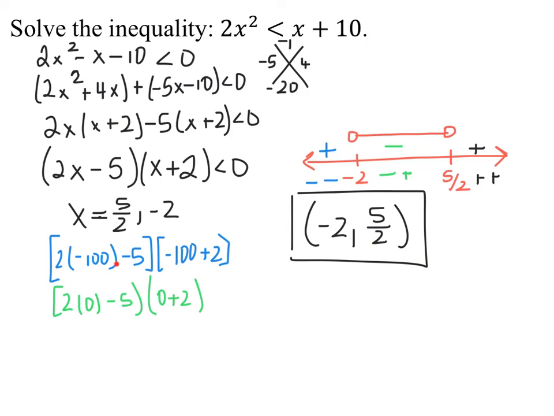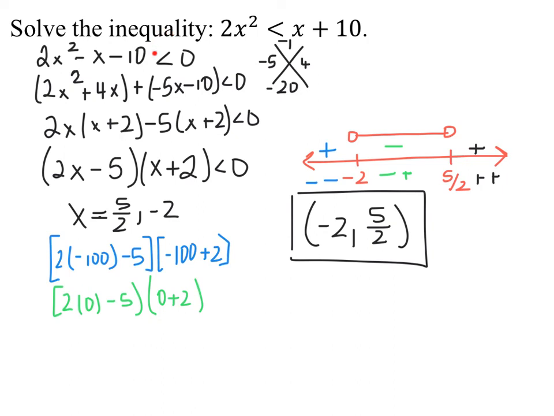I pick something way smaller than negative 2, like negative 100 or negative a million, and you're going to end up with two negatives. This first factor is going to be negative, and this second factor is also going to be negative. A negative times a negative ends up being positive. If you plug in something between negative 2 and 5/2, like 0, this first factor you're going to end up with a negative 5, so a negative. The second factor you're going to end up with a 2, so you're going to end up with a negative times a positive, which is a negative. And then the last one, if you do the same thing, like 1,000,000, you're going to end up with a positive times a positive, which makes the whole function positive.